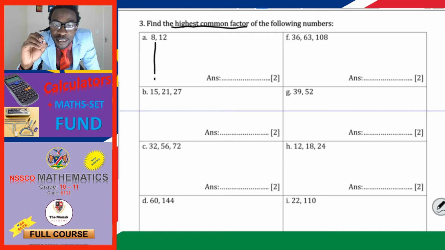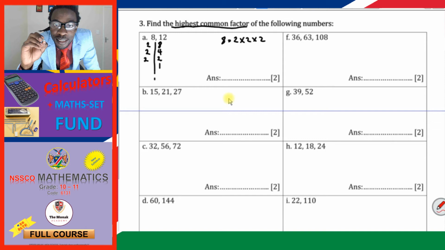We have our 8. We start with the smallest prime factor, which is 2. 2 goes into 8 4 times. We have 2 again. 2 goes into 4 2 times. We have 2 again. 2 goes into 2 once. So another way of writing 8 is to say 2 times 2 times 2.